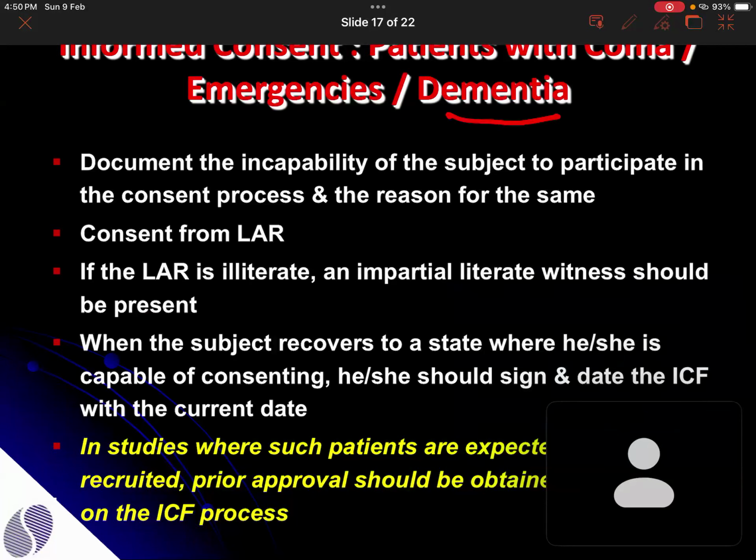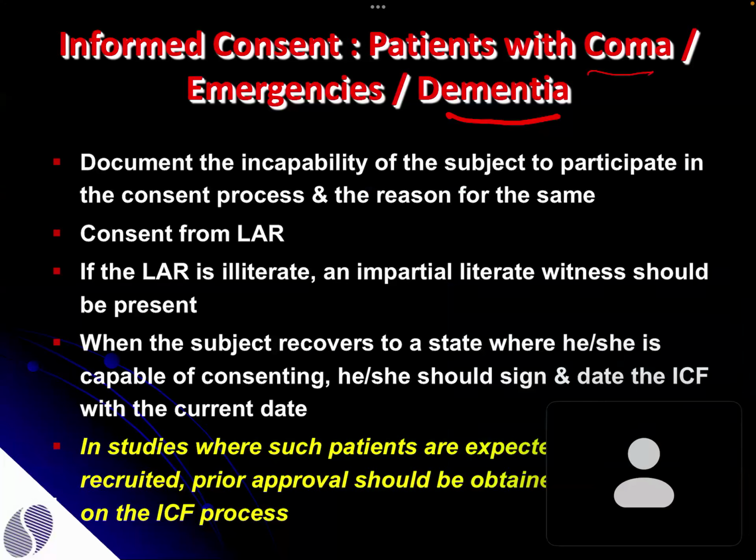There is another condition, for a patient in coma, emergency, or dementia. First of all, it should be documented that this patient is unable to give consent. A medical reason should be there. There should be some documentation. As we have learned, LAR can give the consent, but if LAR is illiterate, then an impartial literate witness can give it. When the subject recovers from the state, when the person is no longer in coma or under any emergency condition, then they themselves sign and date the ICF.